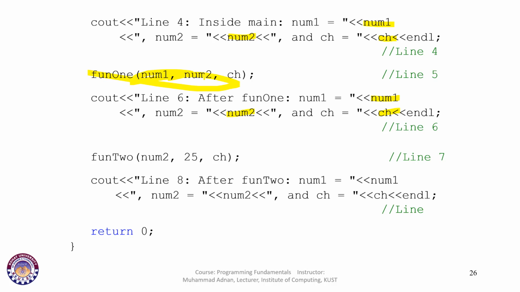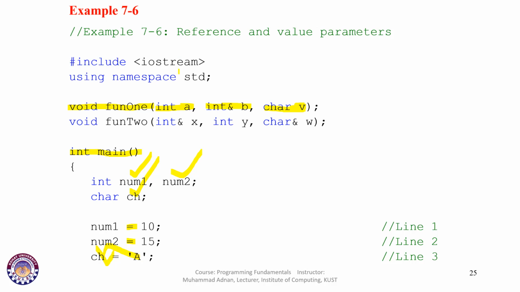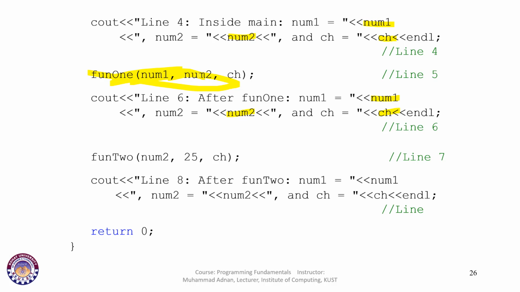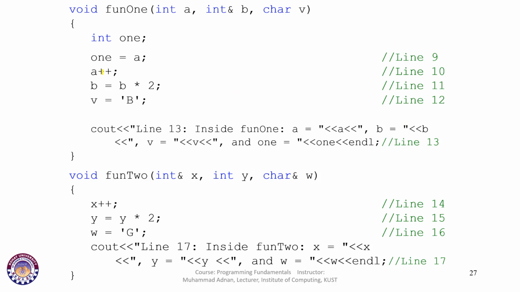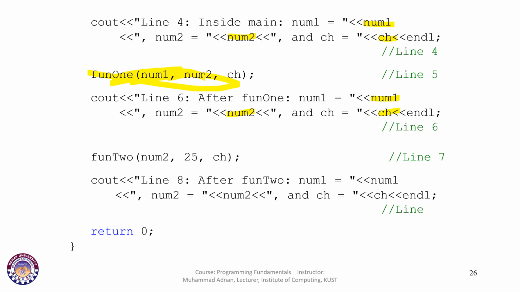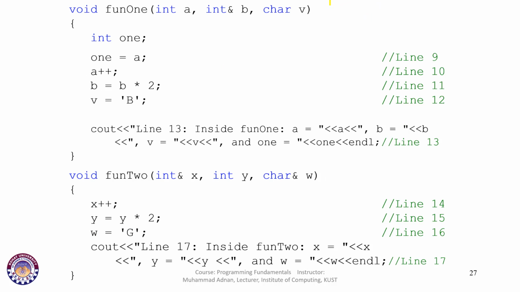That is what makes function 1 interesting. So remember, function 1 is accepting the address of the middle variable. Here in our case we are passing the address of num2, whereas a copy of num1 and ch will be made. So when we call this function 1, a gets the copy of num1 and b gets the address of num2, whereas v gets the copy of the ch variable. So remember, now we have the address of num2 in b.